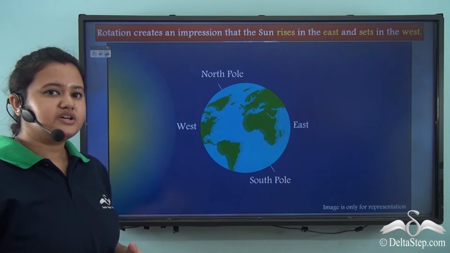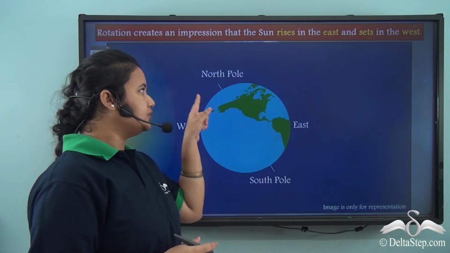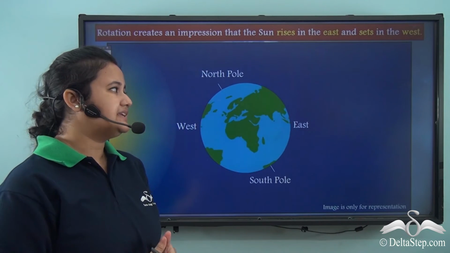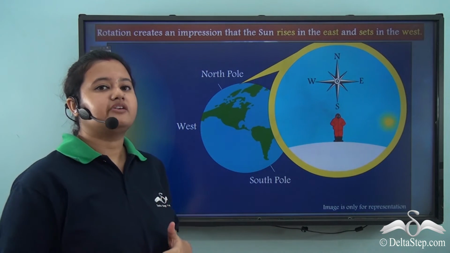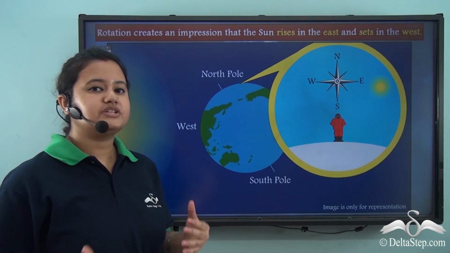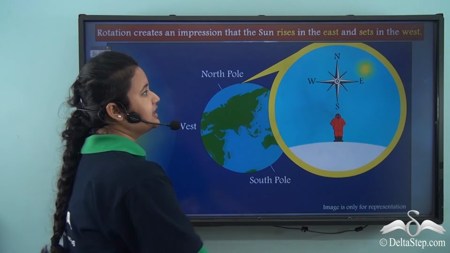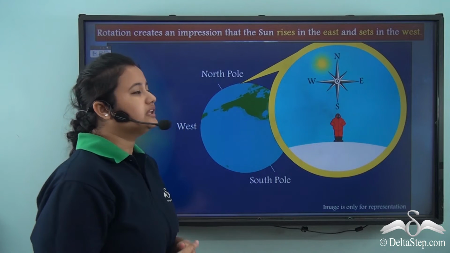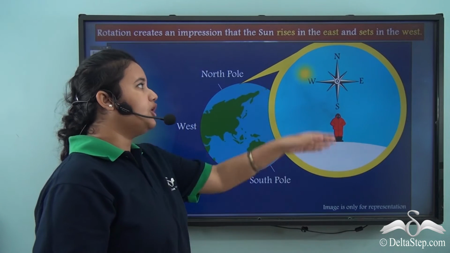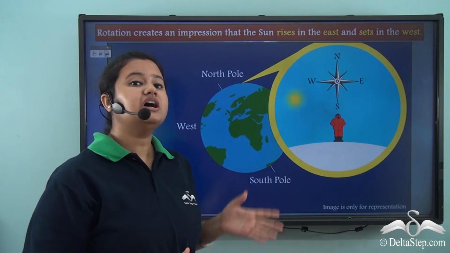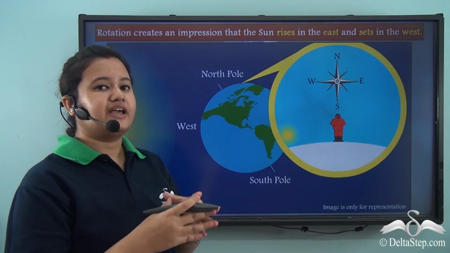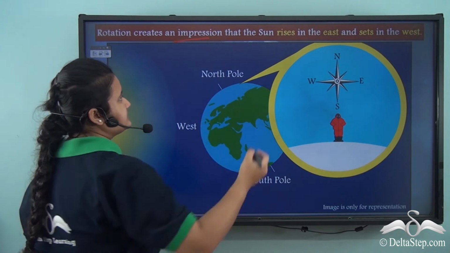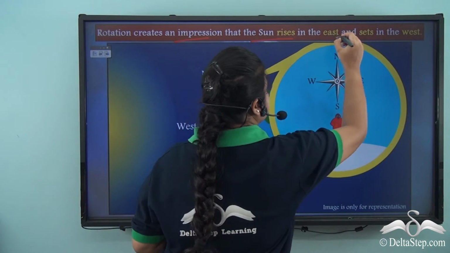So, to an observer standing at the North Pole on the surface of the earth, it will seem that the sun moves around him but in an opposite direction, that it rises in the east and sets in the west. So the sun appears to move in an opposite direction to which the earth is moving. Therefore the earth's rotation creates an impression that the sun rises in the east and sets in the west.